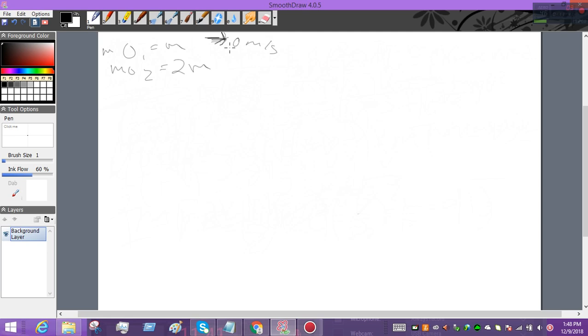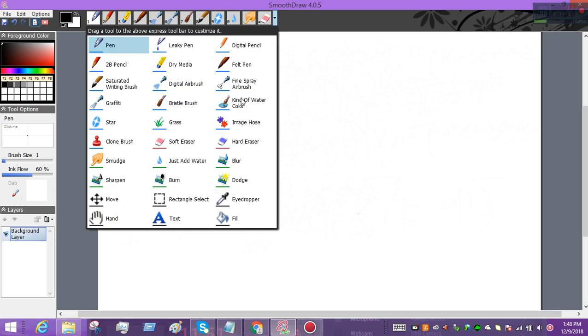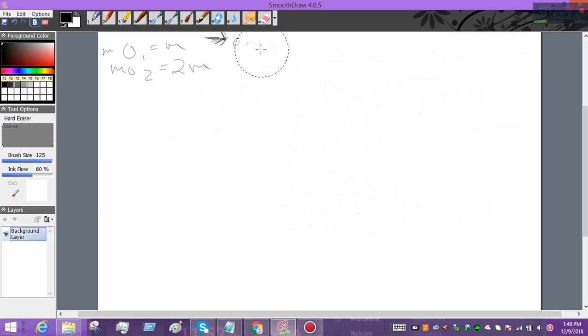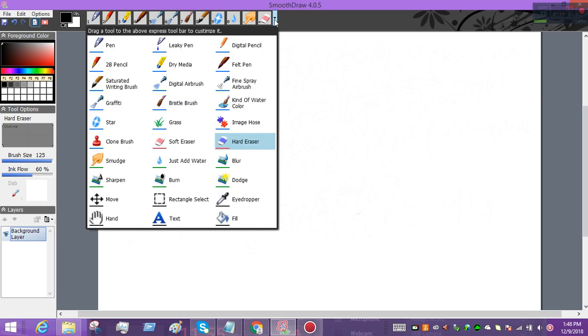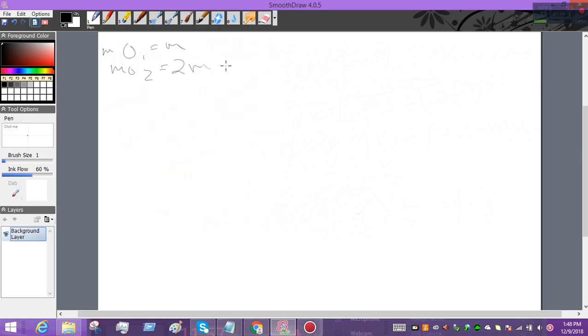After the impact, the objects lock together and move with what fraction of object 1's initial kinetic energy? Oh, sorry. So object 2 is at rest. I just misread it. Okay. Let's go to pen. And 0 meters per second.